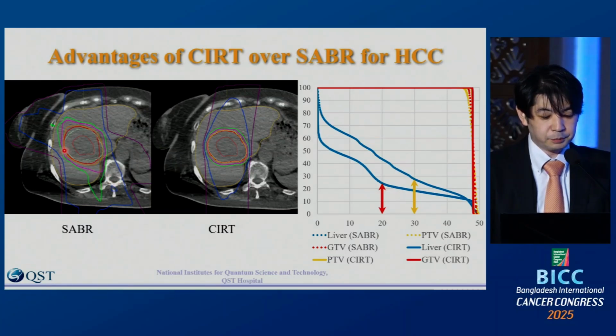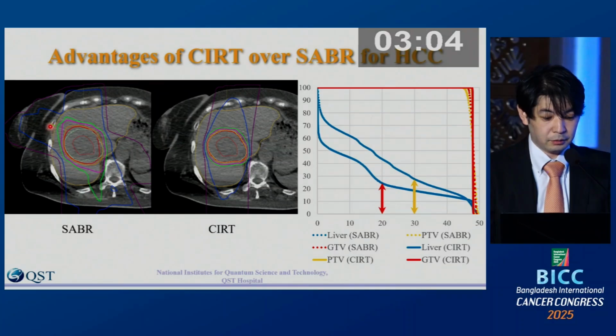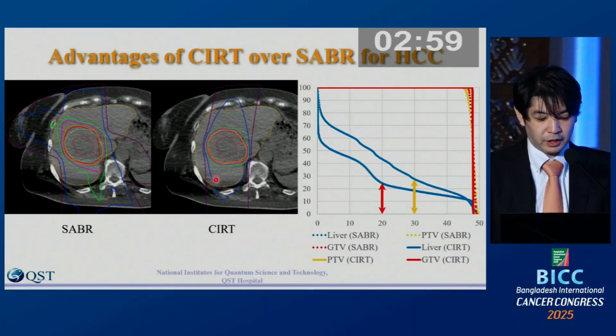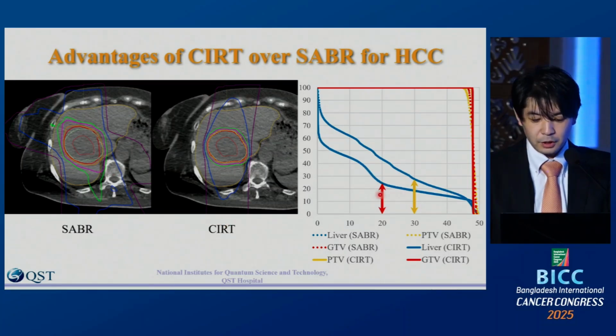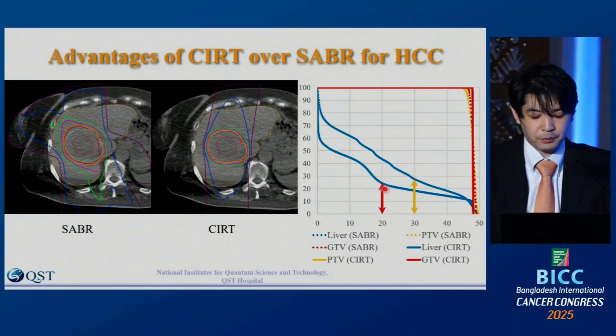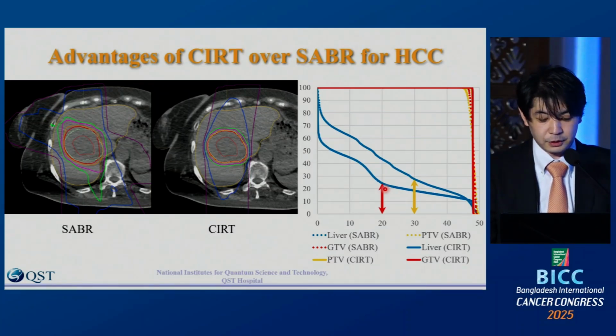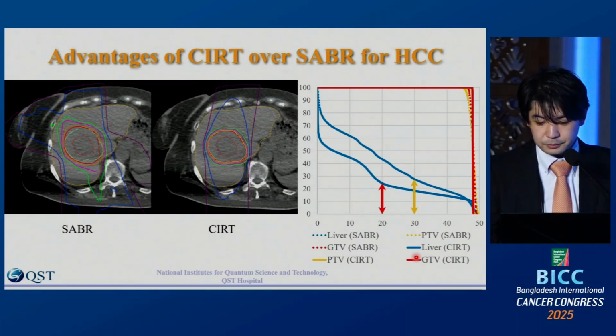So with SBRT, you can see the 50% isodose line here, whereas with particle therapy, it's very confined to the tumor, and also the 30% line. So you get about a 40% to 50% decrease, especially in the 20 gray to 30 gray area, which actually means the most.